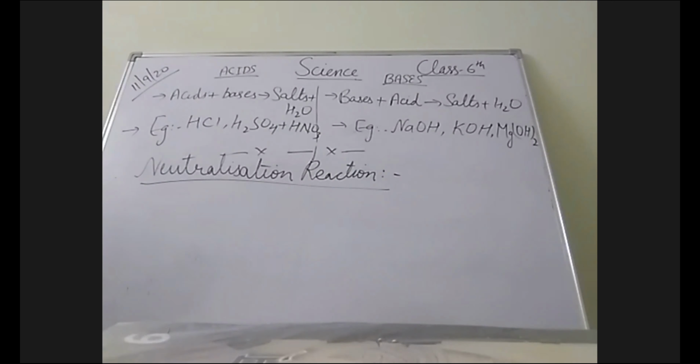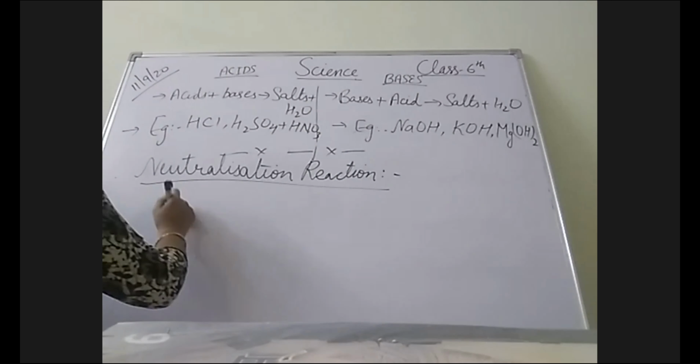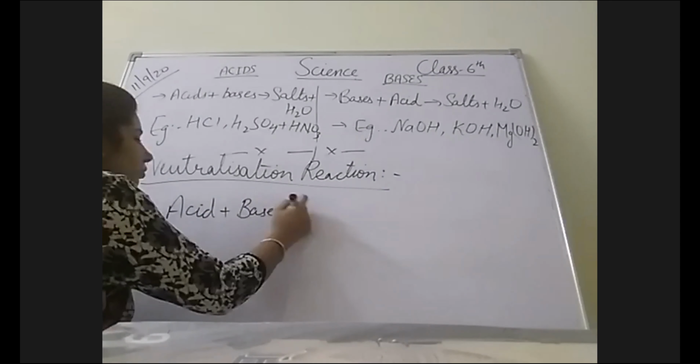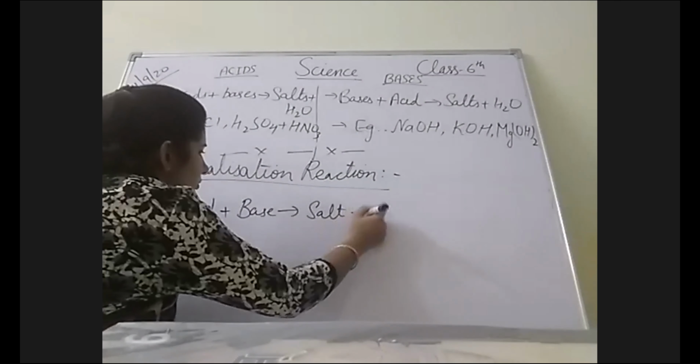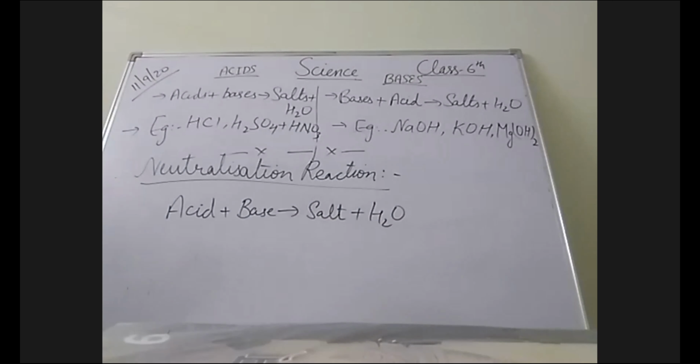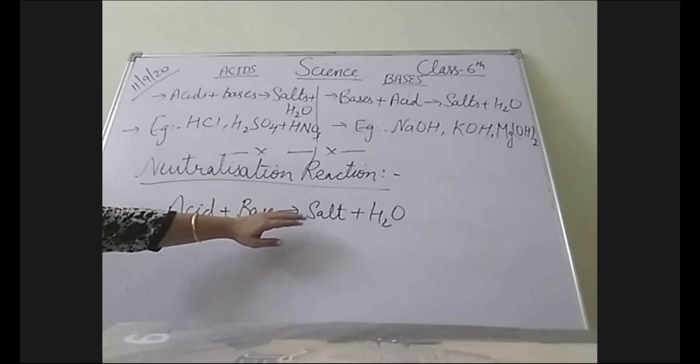Okay, the reaction in which acid reacts with base. Acid plus base gives us salt plus water. This is a neutralization reaction. Some heat is always evolved. Evolved means it comes out, is produced. Okay, so some heat is evolved in this neutralization reaction.